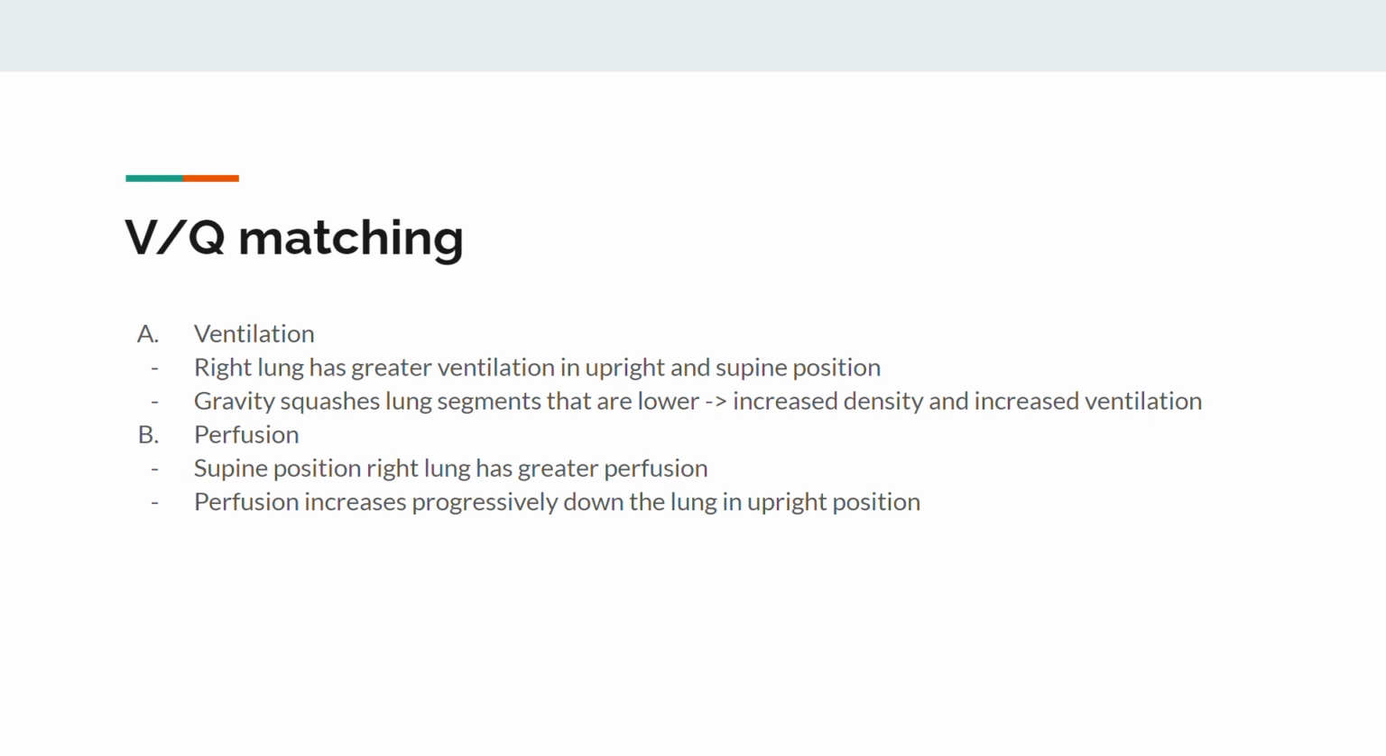In terms of perfusion, it's the same thing with the right lung. The right lung has greater perfusion in a supine position, and perfusion increases progressively down the lung in an upright position. This makes sense because of gravity, because you can imagine the very apices of your lungs, the heart has to pump against gravity to actually get blood up there. So it makes sense that they're less perfused compared to the lower lobes, lower down in the lung.